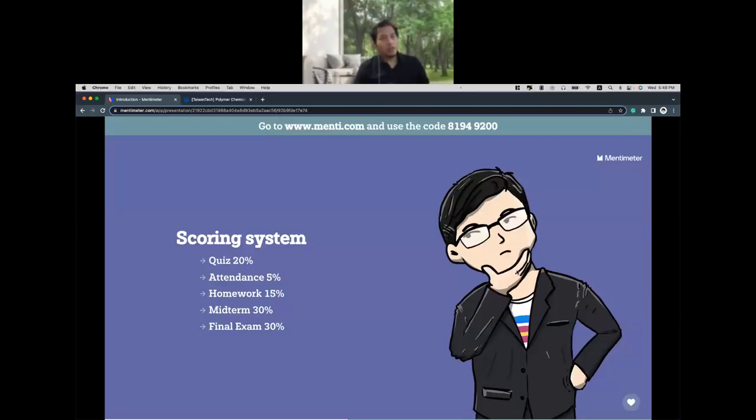My plan is that before the midterm and after the midterm, there will be at least two homeworks, one before and one after. And then the last things are the midterm and final exam. I think this is just a standard scoring system.